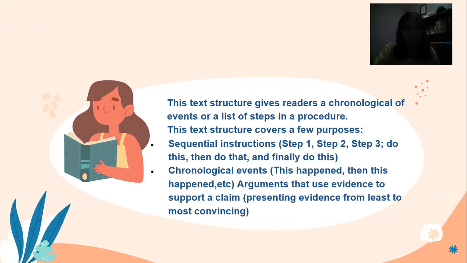This text structure covers a few purposes. Sequential structure, example step 1, step 2, step 3, do this, then do that, and so on. Chronological events, this happened, then this happened, and so on. Arguments that use evidence to support claim.